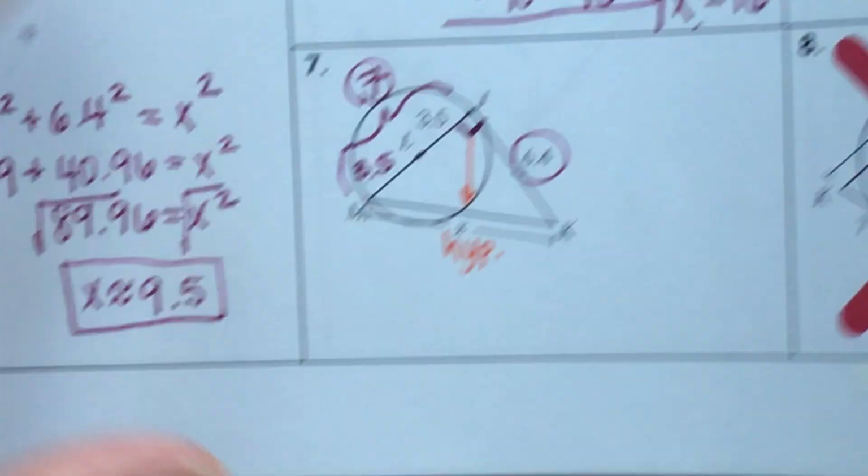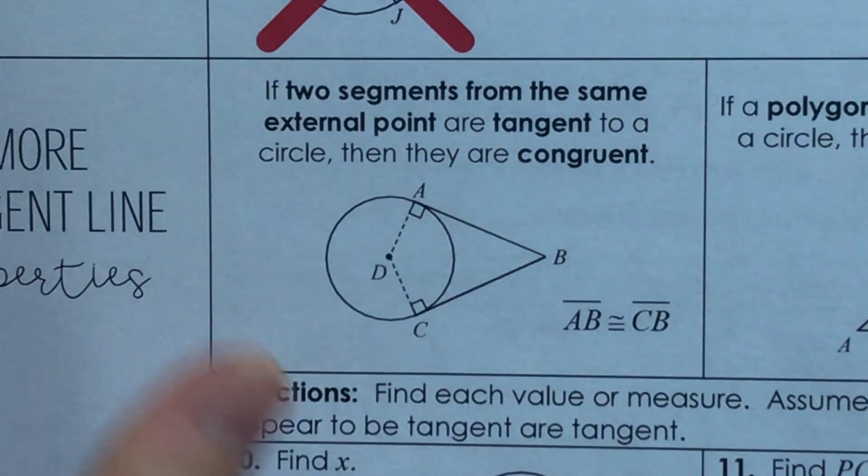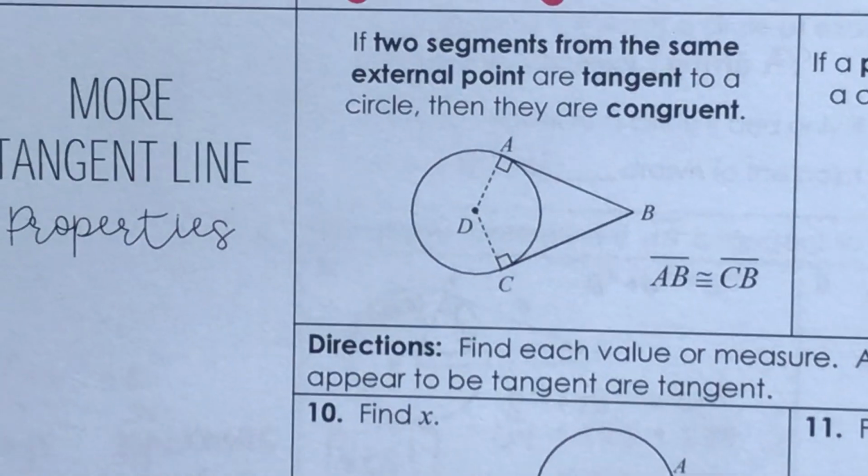All right. Okay, just a couple more. Next section here. More tangent line properties. Let's zoom out a little bit so we can see.